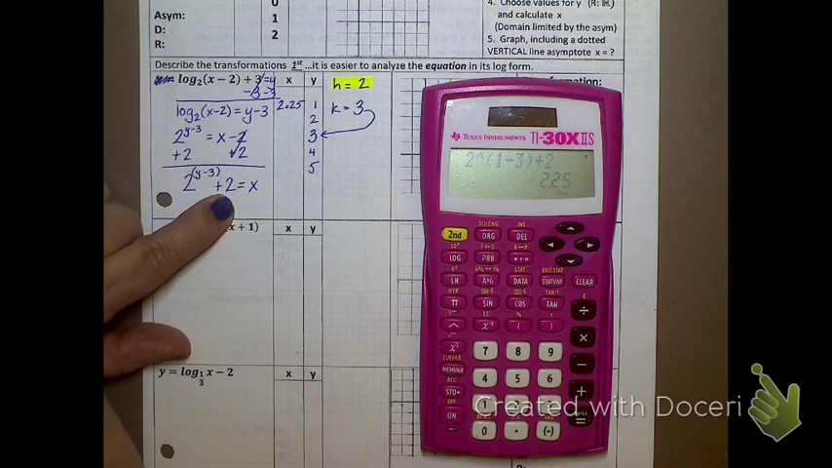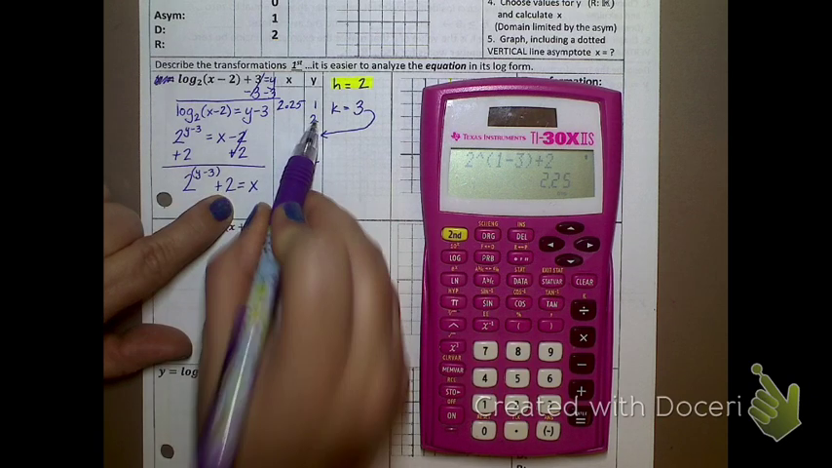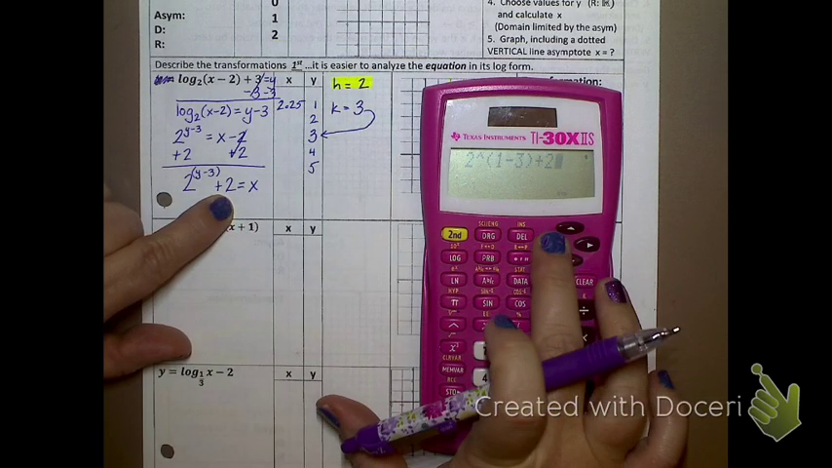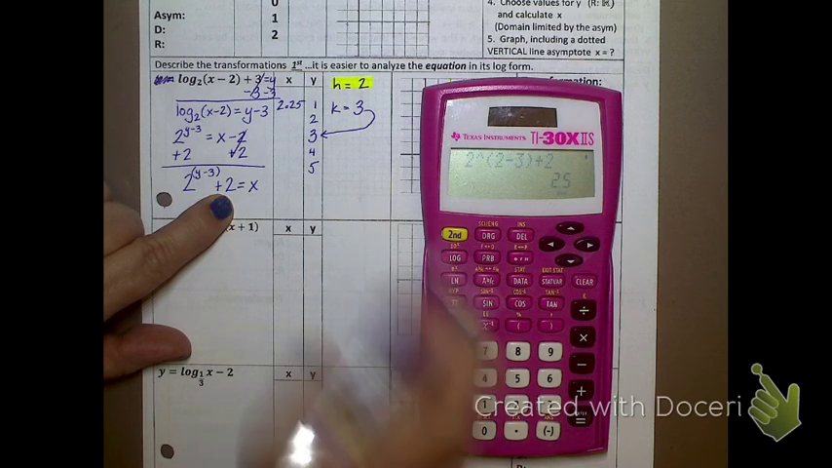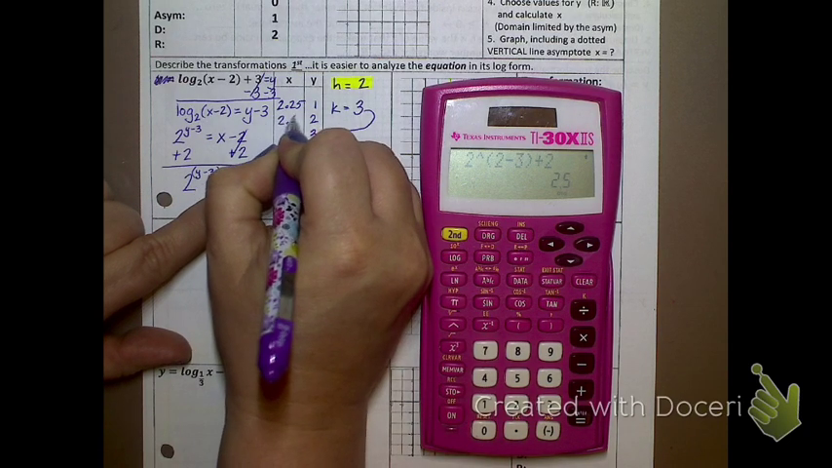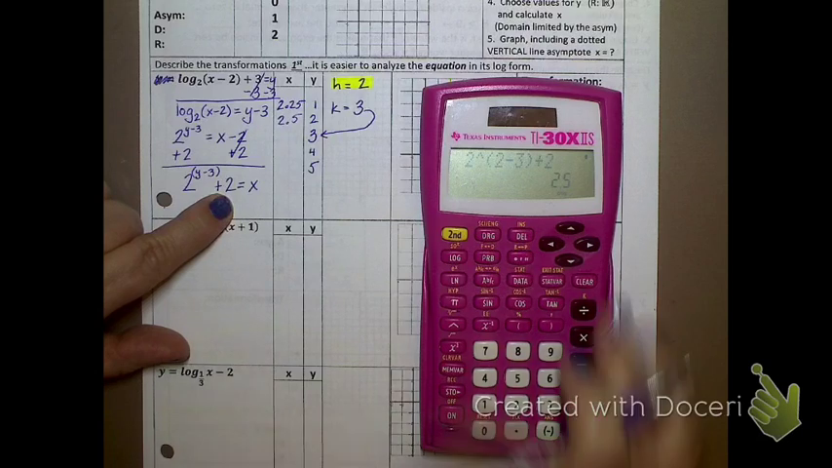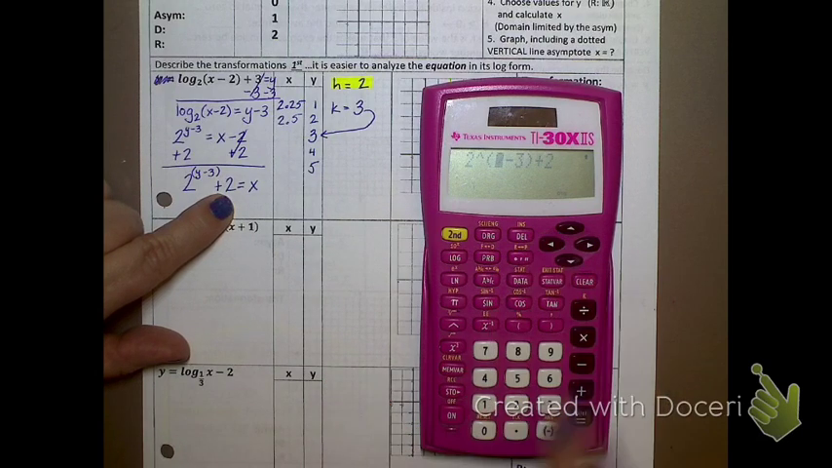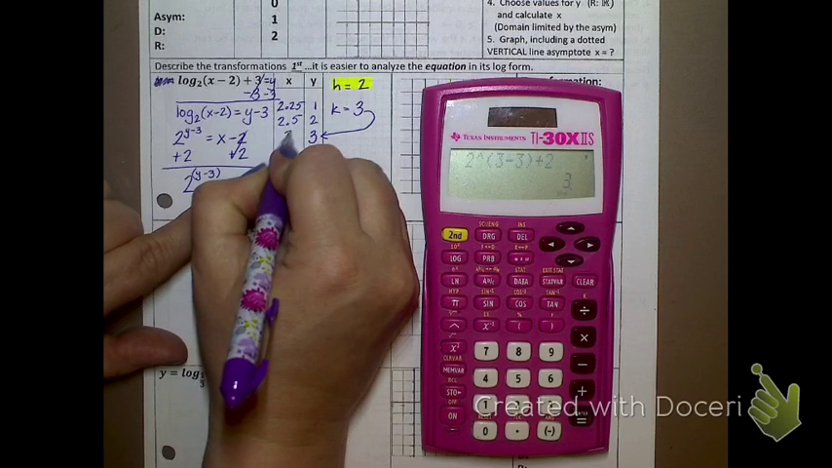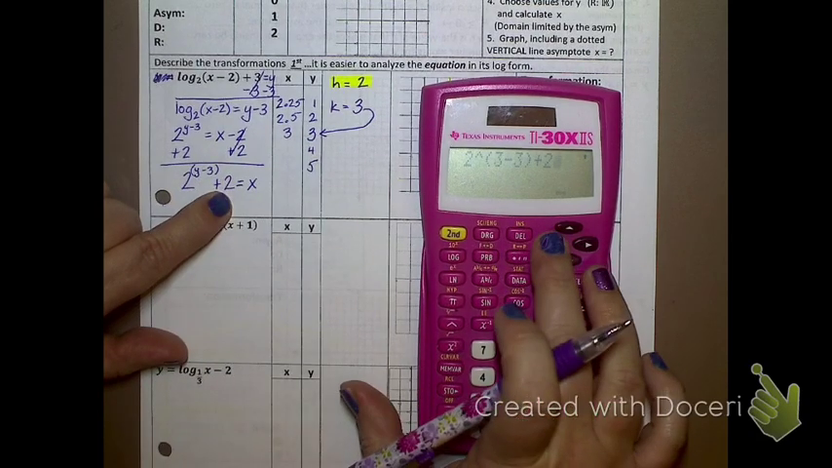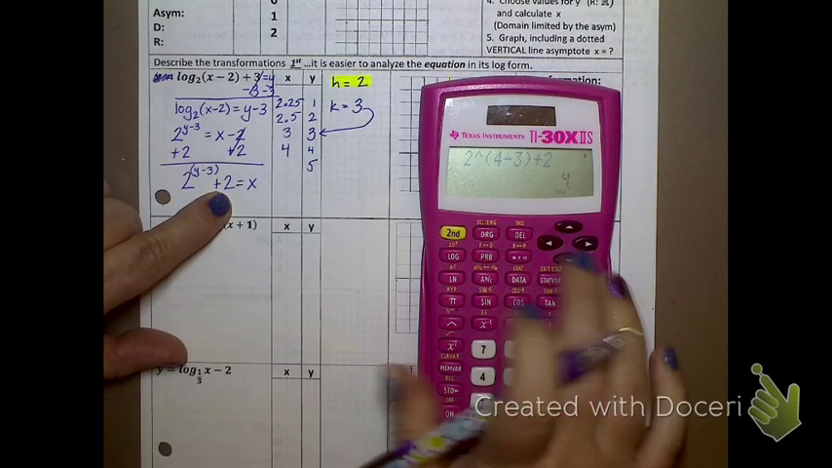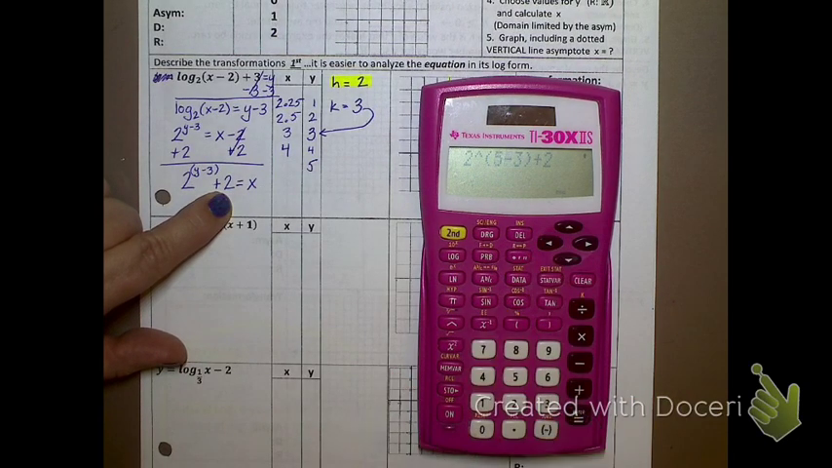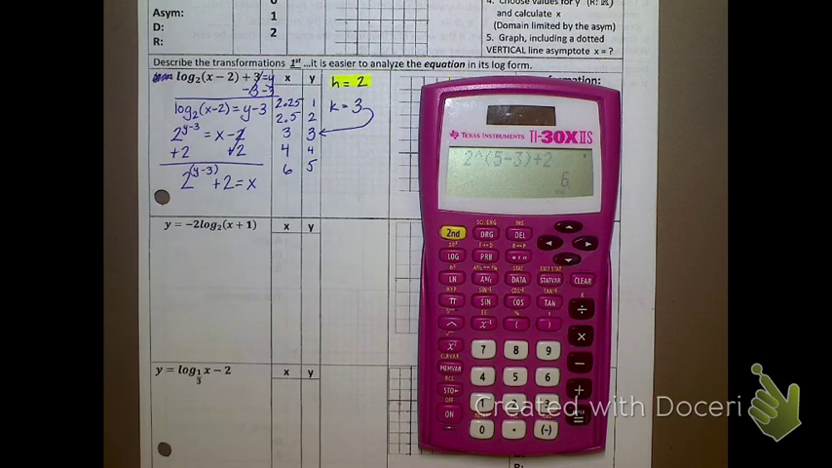Now I want to plug in 2 instead of 1 because that's my next number here. So I'm not going to retype the whole thing. I'm just going to arrow back to the 1, highlight the 1, and change it to a 2. Hit enter. I have 2.5. Go back, change my 2 to a 3, and I have 3. Change my 3 to a 4, and I have 4. And change my 4 to a 5, and I get 6.